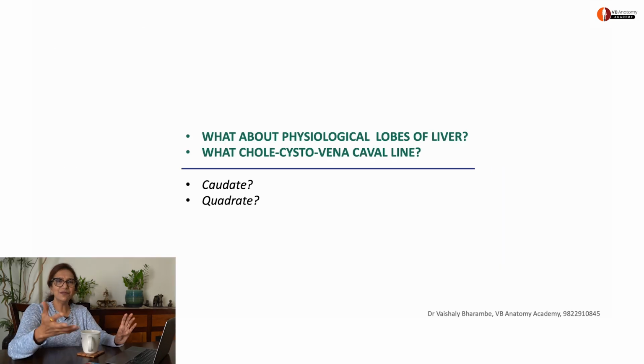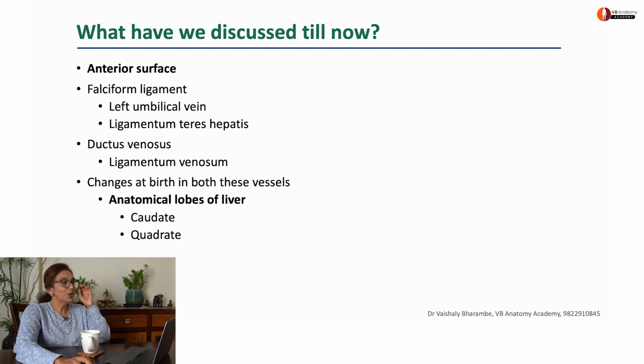So what is this physiological division of liver? What is the cholecystostomia cable line? Where do caudate and quadrate lobe come into this game? Let's understand. So what have we discussed up till now? We've talked about anterior surface, falciform ligament, left umbilical vein, ligamentum venosum, caudate lobe, quadrate lobe, anatomical division. Does it matter? Do anatomical lobes matter? Not functionally. So we have to now understand functional lobes of liver.